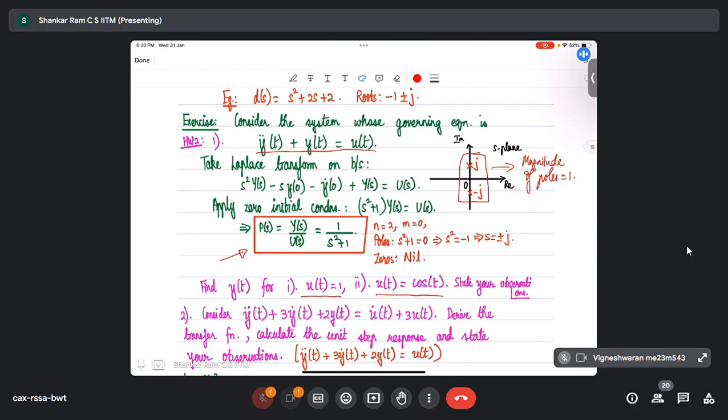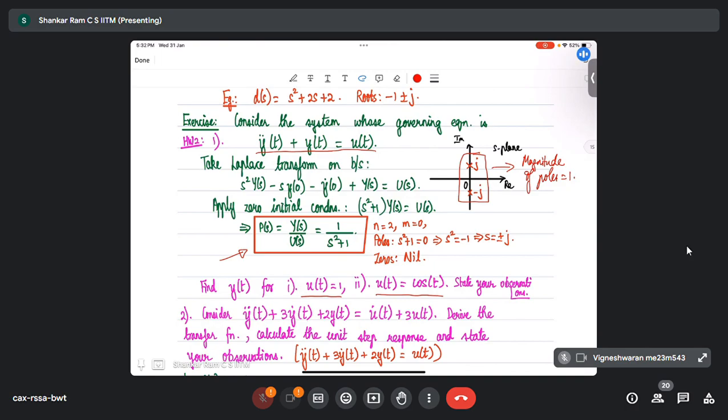Such cases where we have non-repeating poles on the j omega axis with no pole in the right half plane is what is called a critically or marginally stable system. Okay, so we are just reinforcing our understanding through the first problem in homework number 2.